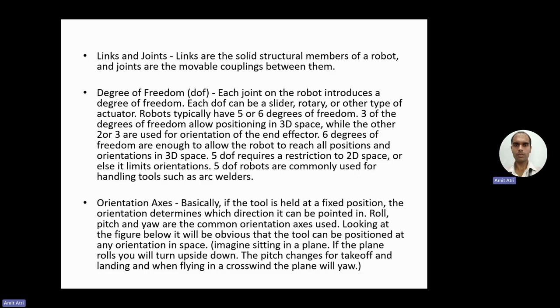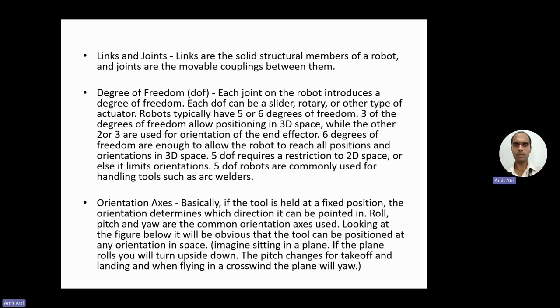The next thing is the degree of freedom. Each joint on the robot introduces a degree of freedom. Each degree of freedom can be a slider, rotary, or other type of actuator. Robots usually have 5 or 6 degrees of freedom in the usual applications which we encounter.